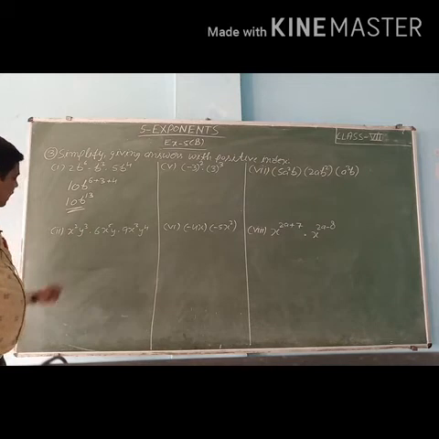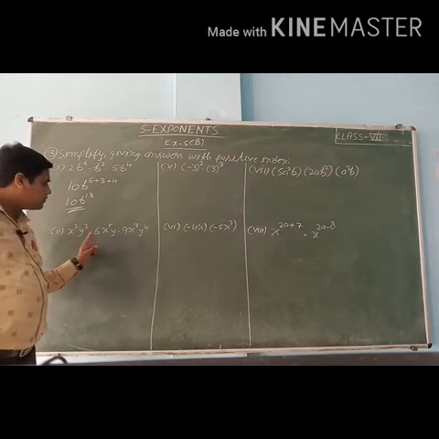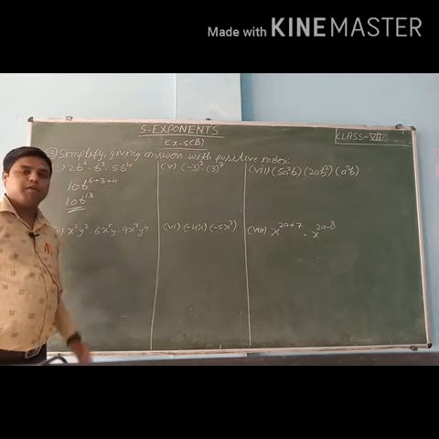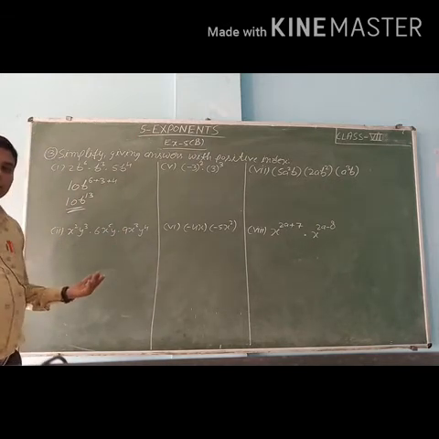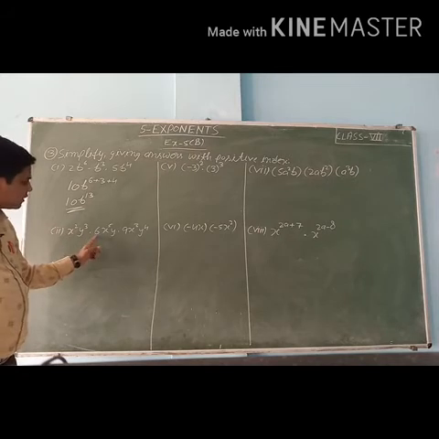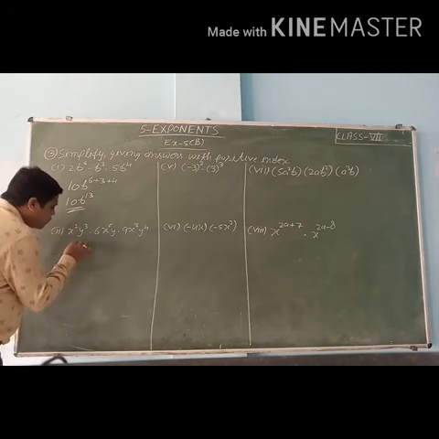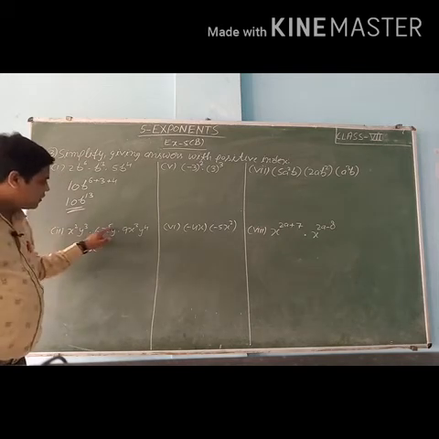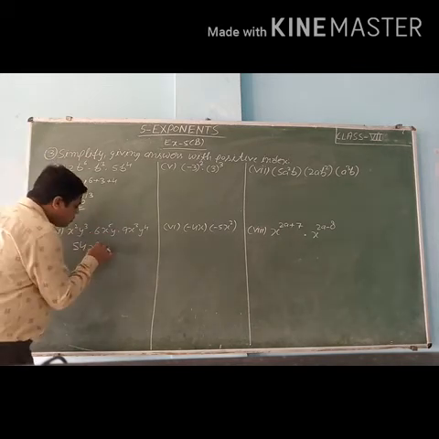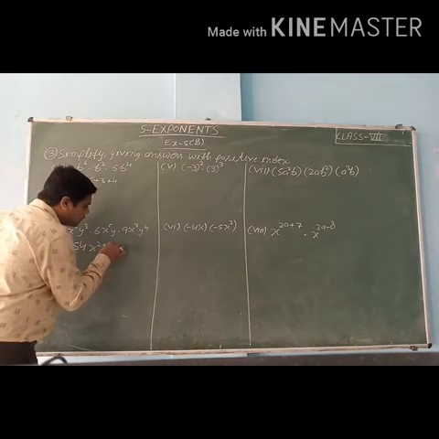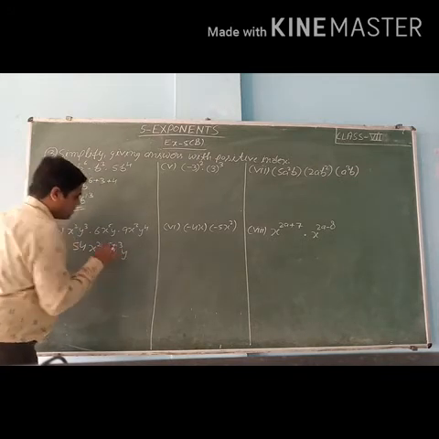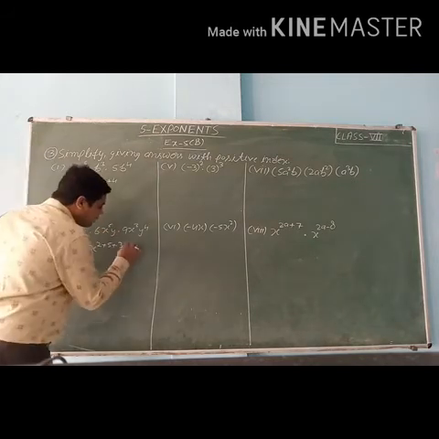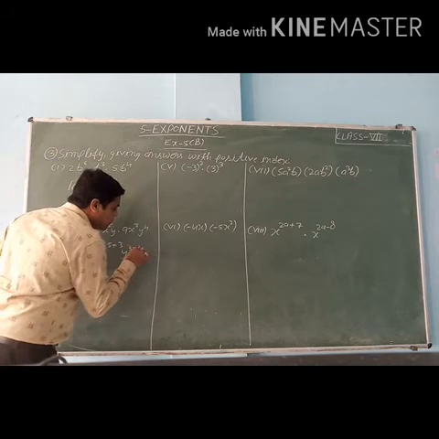Second part, x square y cube multiply 6x raised to the power 5y multiply 9x cube y raised to the power 4. So first of all do the multiply of numbers. 1 times 6 is 6, 6 times 9 is 54. About the power of x, here 2, here 5, here 3. So 2 plus 5 plus 3. Then power of y. Here 3, 1, 4. So 3 plus 1 plus 4.